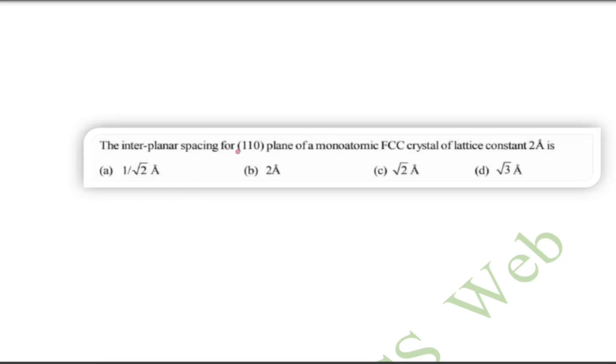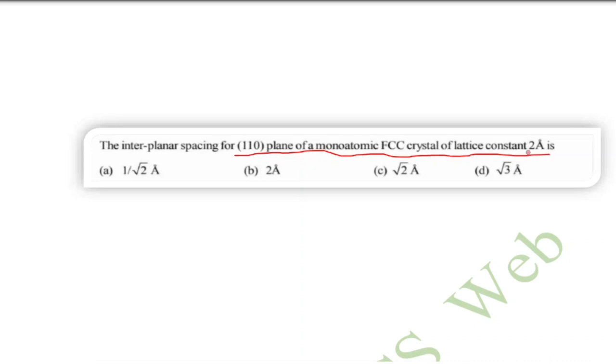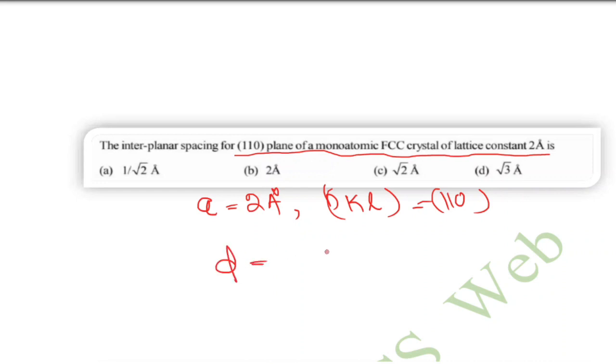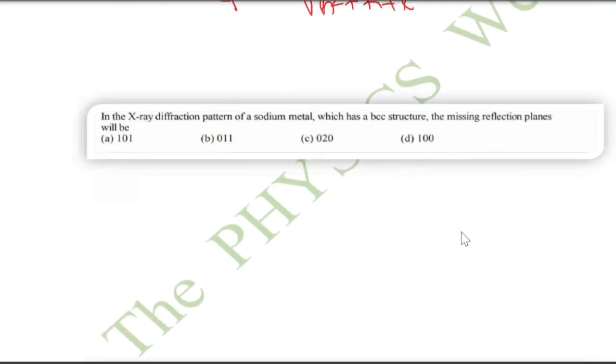Next, the interplanar spacing for the 110 plane of a monoatomic FCC crystal of lattice constant 2a. So a is given, that is 2a. The hkl value is given, 110. Now you have to find the interplanar spacing, d equals a divided by square root of h square plus k square plus l square. Okay, so you can calculate and you will find root 2 Angstrom. So C is your correct option.